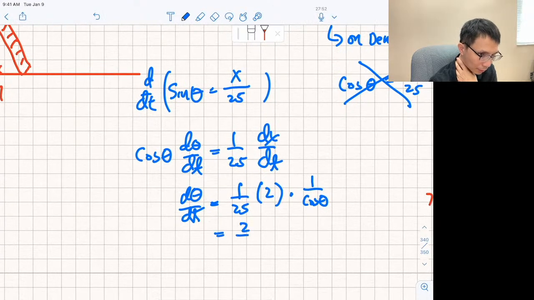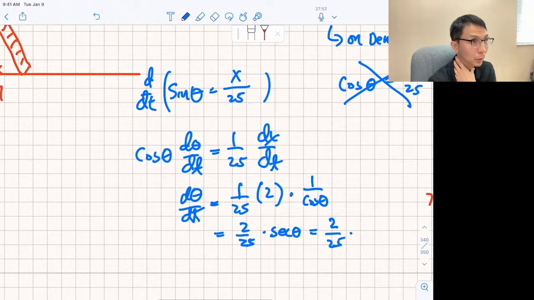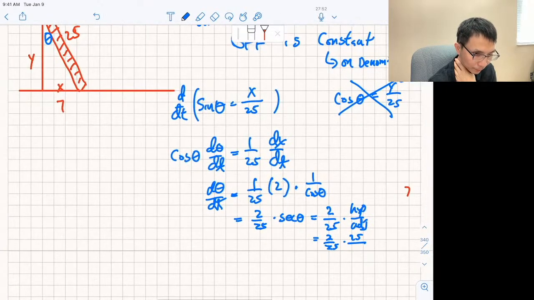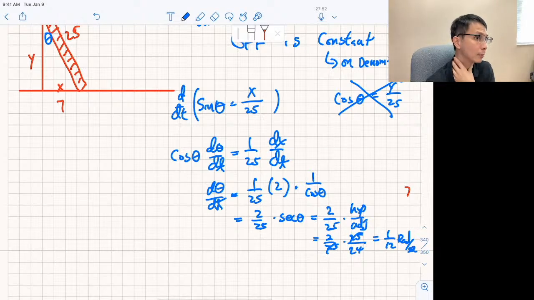Now that's going to be 2 over 25. And then 1 over cosine is going to be secant theta. You guys know what the secant theta is equal to, right? Hypotenuse over adjacent. So 2 over 25 times hypotenuse is 25. Adjacent is what? 24. So 25 cancel out. That's 1 over 12 radian per second. And you're like, oh, wow, that's not bad.